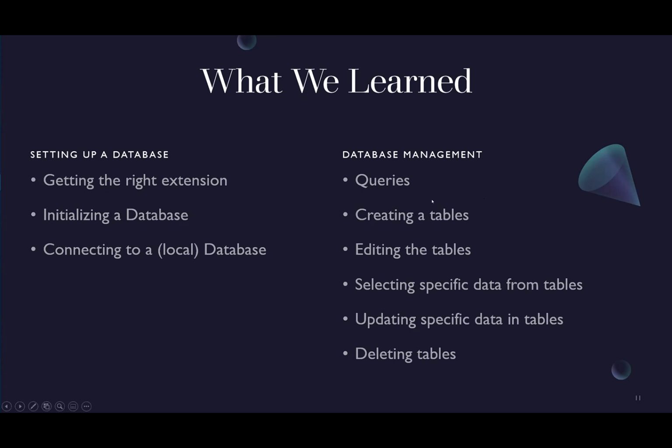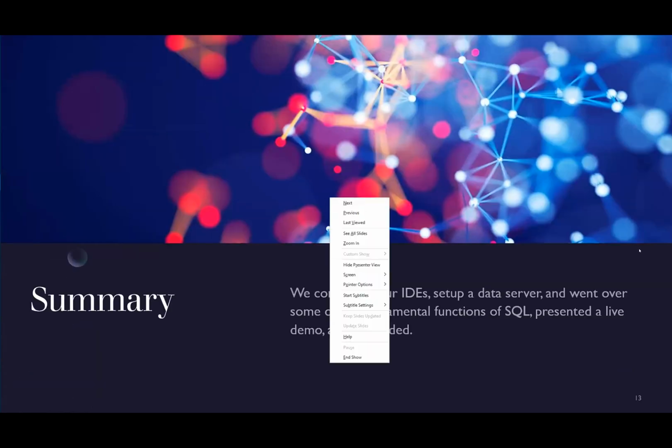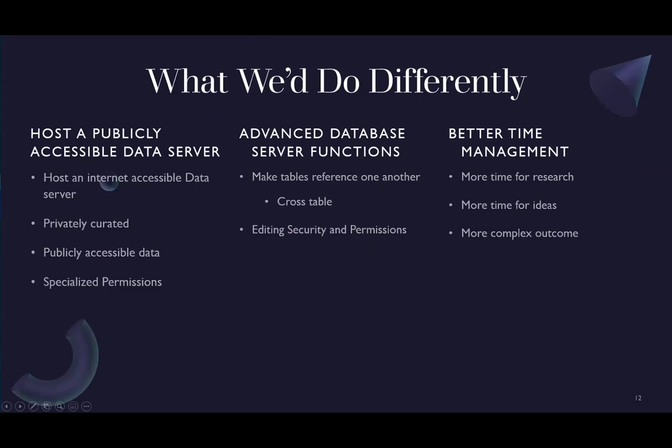Now, with everything we've learned, it's easy to see what we could have done differently. One thing that we attempted to do but were unsuccessful with was to have one of us host a public data server and then have the others connect to it. This would have been great for us to have done because it's kind of the entire purpose of having a data server in the first place. And it would have helped us to build up an even larger data set for this presentation.